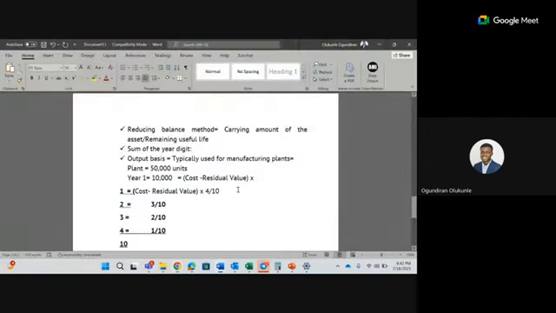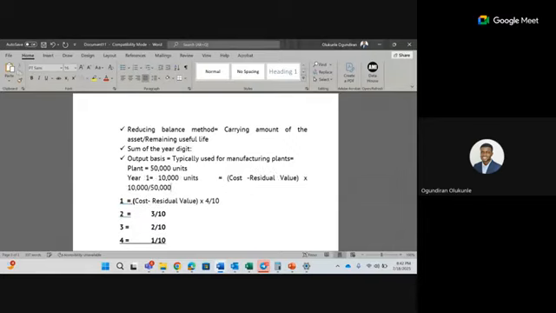All right. Does it make sense? So don't forget the example, don't forget where I started from, that we believe the asset is supposed to give us 50,000 units in total. And then we are only producing 10,000 in the first year. So we can just do 10,000 divided by 50,000. Do you understand? Does it make sense to you?